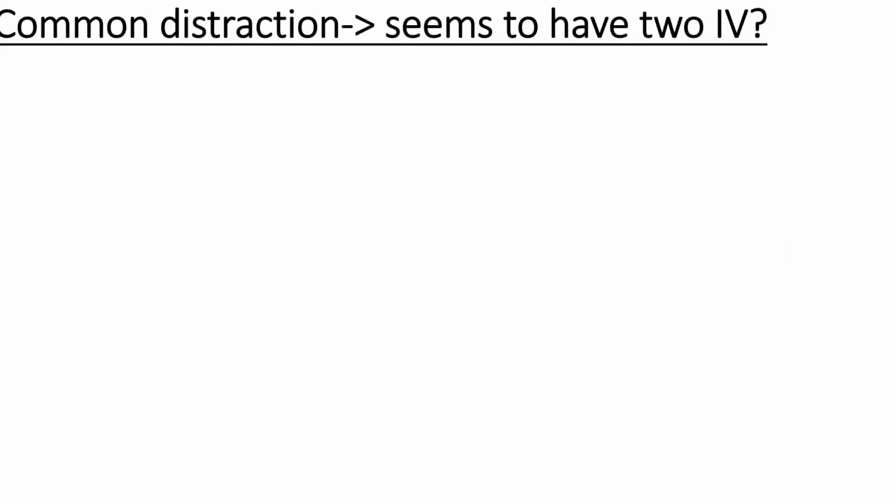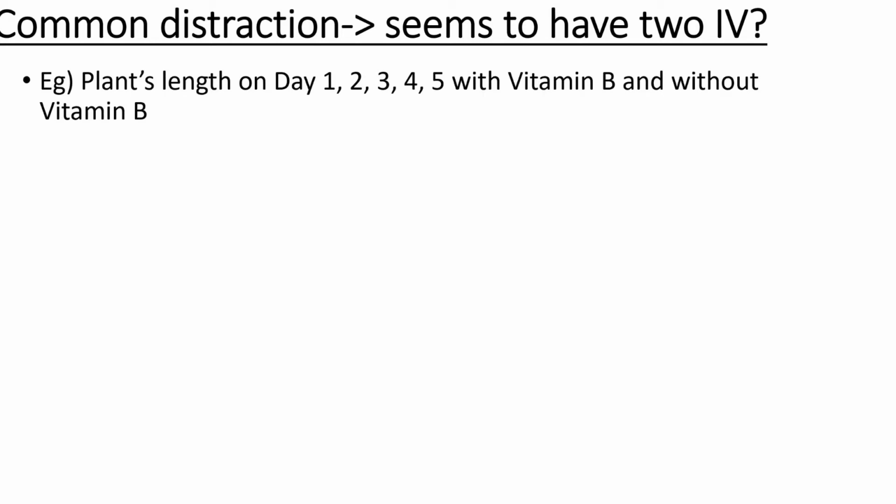So what are the common distractors when it comes to the IVs? Sometimes when students are doing the experiment, they get a bit lost and think that there are 2 IVs. For example, let's say they were measuring the plant's length on day 1, 2, 3, 4, 5, comparing with vitamin B and without vitamin B.